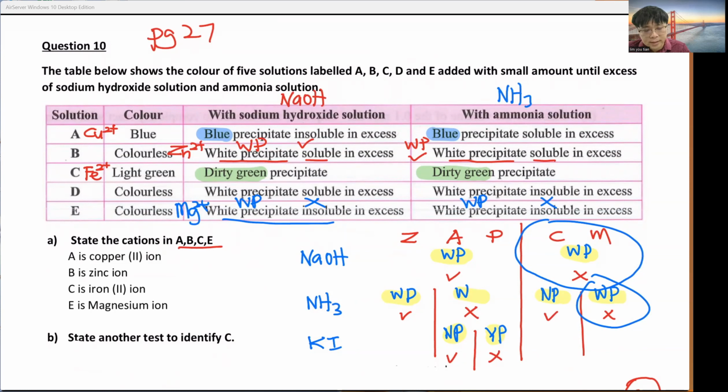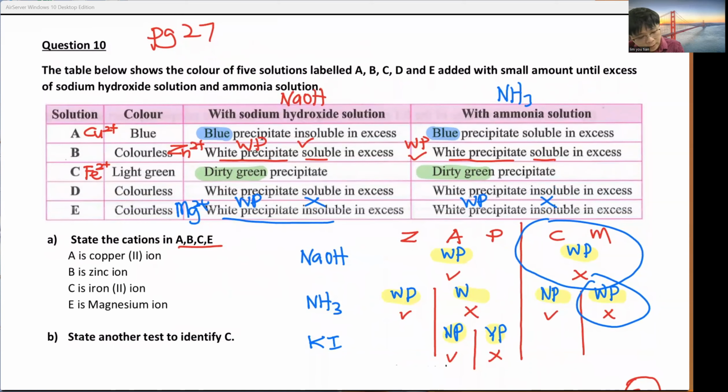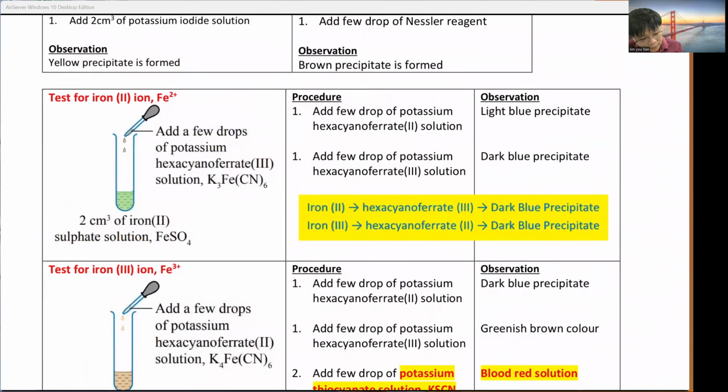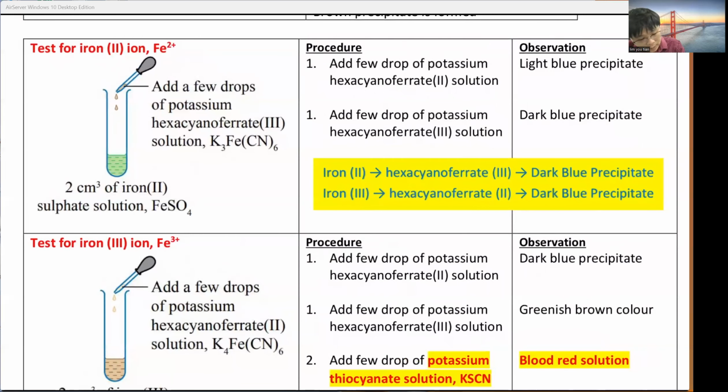Okay, for C, iron 2, there's one special test for it. Iron has a special test for iron 2. You stay at this page. I'll show you the short notes there. For iron 2 and iron 3, you can do this thing. See, iron 2, this is what you want. This is how to make your life easy. For iron 2 and iron 3, you can memorize this test for yourself.